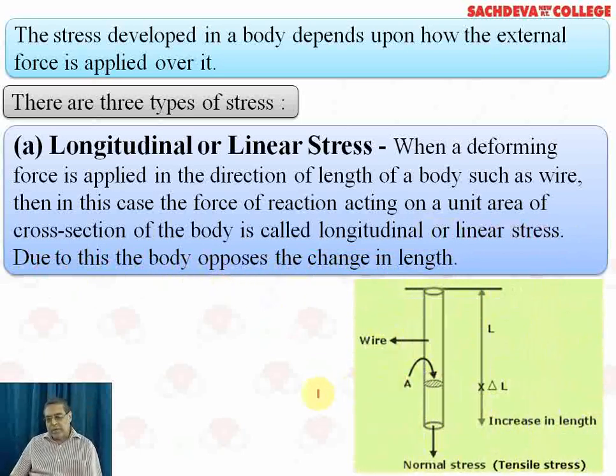So now in the figure it is shown, a wire is taken, and when we speak of area of cross section, we will find that the cut portion of the wire is always a circle. So original length is given as L, and when some load is suspended on the wire, it gets stretched in the downward direction, that is in the direction of force, and the change in length takes place as shown in the adjoining figure, and that will be delta L, increase in length. So normal stress is sometimes known as the tensile stress. So now we come towards the main point, that is, due to this, the body opposes the change in length. This is what is indicated in longitudinal or linear stress in the diagram.